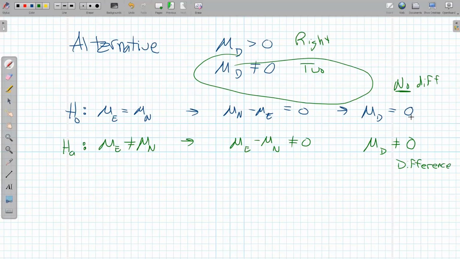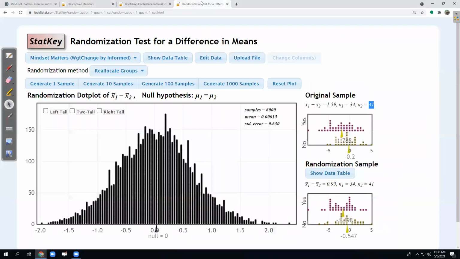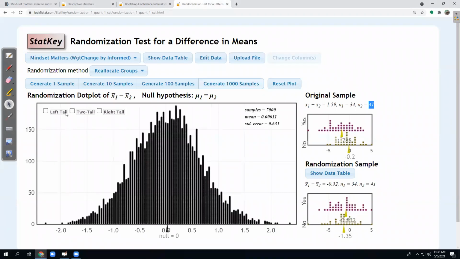Remember, no difference means the difference is 0. All right, so that one I always have to think about quite a bit. So we're going to run a two-tail test on this, and it's important because we haven't done that yet. I had the data here already. They already picked the hypothesis for me, and so then I generate. I have 6,000. I'm going to go one more for 7,000. I'm going to run a two-tail test.